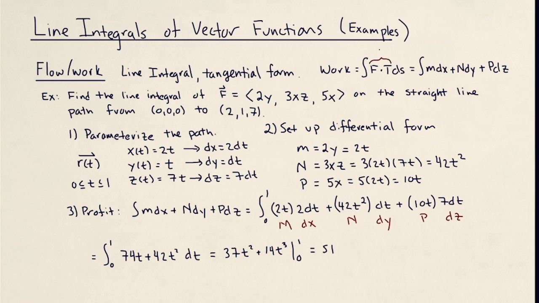F dot T represents the actual force that the vector field does on the particle, and ds represents a distance. The units of force are newtons, and the units of distance are meters. So the units of this answer should be newton meters. Those are the units of work.